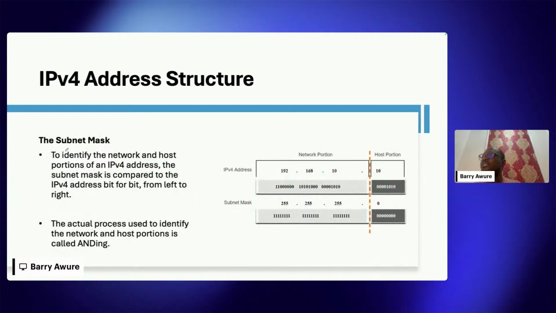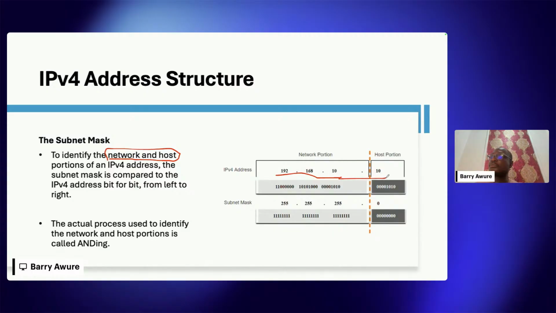So what is a network mask? A network mask is basically used to help identify, in the IP address that is allocated to us, what is the network portion of it and what is the host portion of our IP address. So a typical example is what you have here right now. We have this IP address, right? 192.168.10.10.